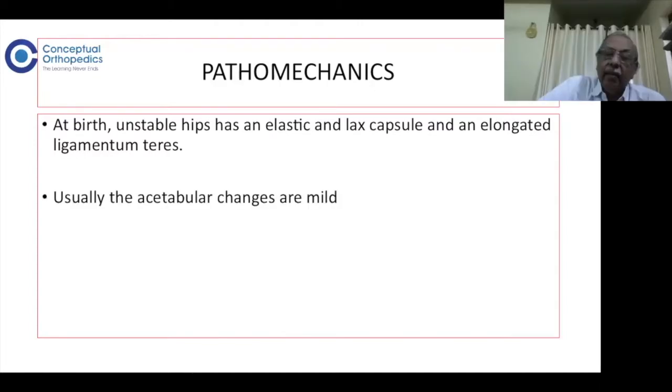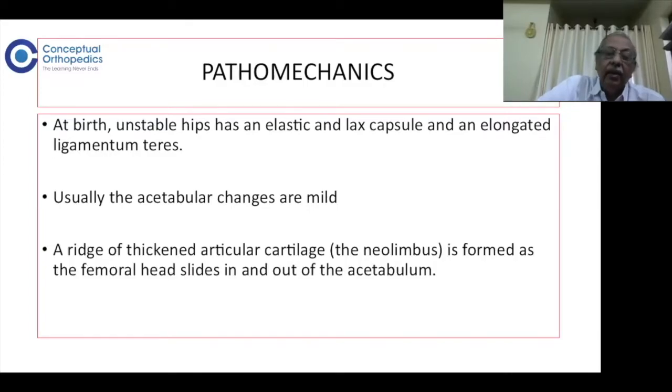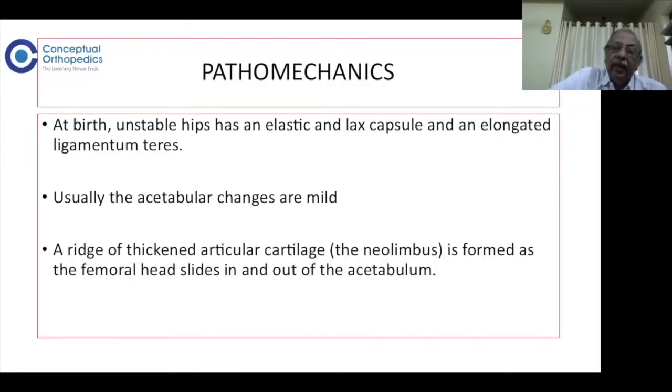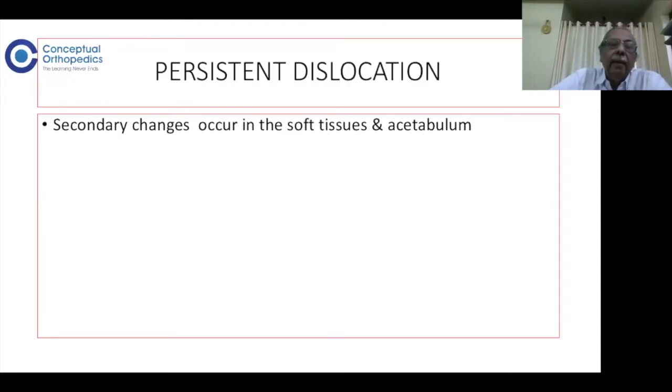Usually the acetabular changes are mild. A ridge of thickened cartilage is formed, called the neolimbus, as the femoral head slides in and out of the acetabulum. So this is what is called the neolimbus: a thickened articular cartilage, a fibrocartilaginous area seen at the edge of the acetabulum as the femoral head moves in and out of the acetabulum.